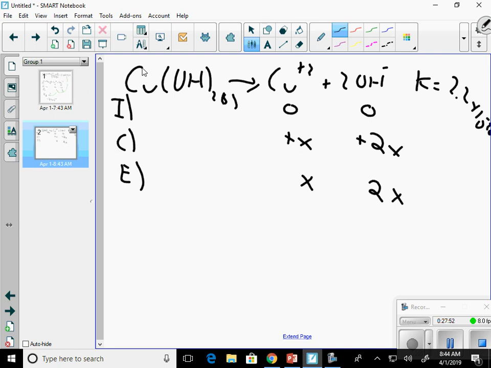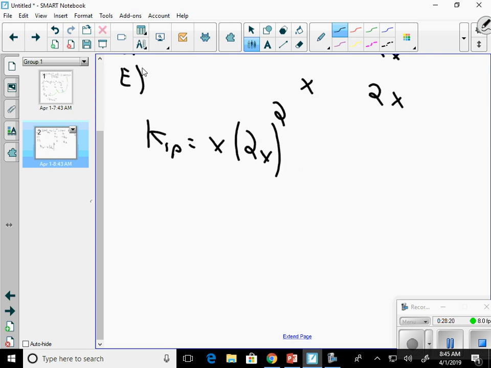That means if I were to solve for K, it would equal X, the concentration of the copper, times 2X, the concentration of the hydroxide. And what should I do to that 2X? Square it, because you always have to raise it to the power of the coefficient. That means if I extend my page here a little bit, KSP would equal 4X cubed. That's a horrible X.